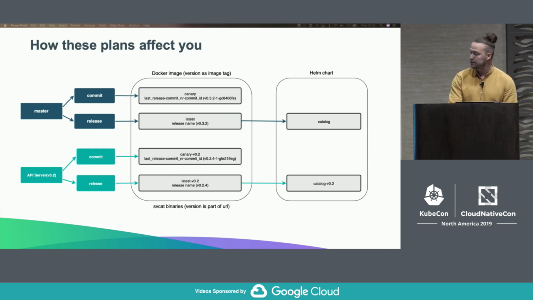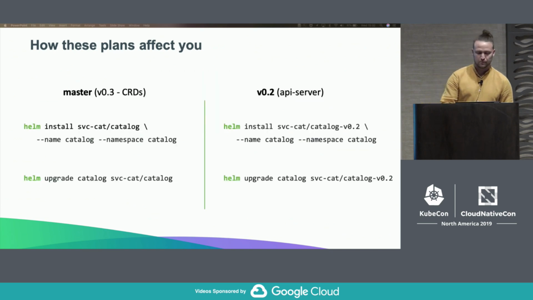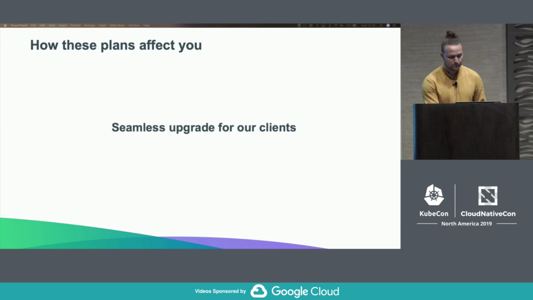So it also applies to a chart that is pushed to our registry. And the same thing applies to SVCAT binaries. Here you have Helm commands that can be used to install Service Catalog in a given version. From master, it's exactly the same as previously, and in case of the old approach, you need to specify the 0.2 suffix. So we already have a new implementation.